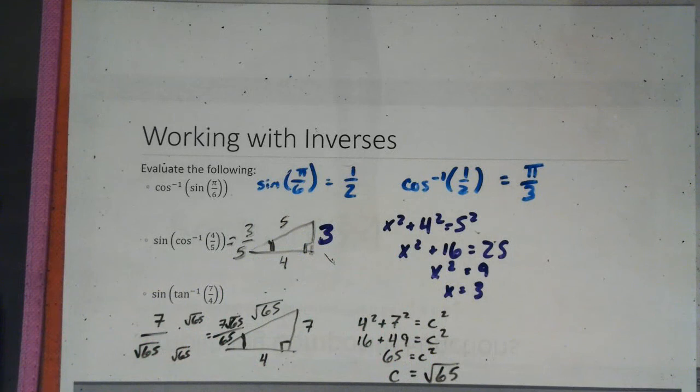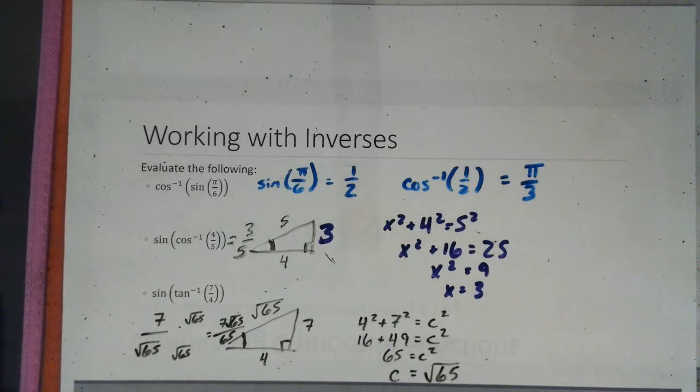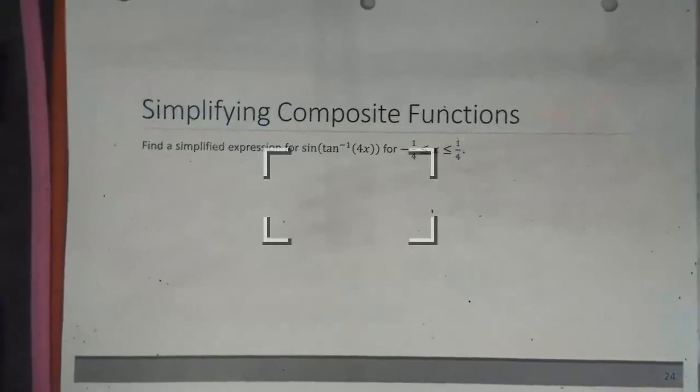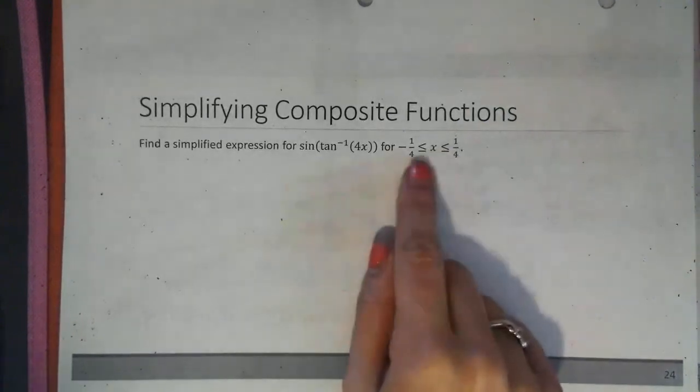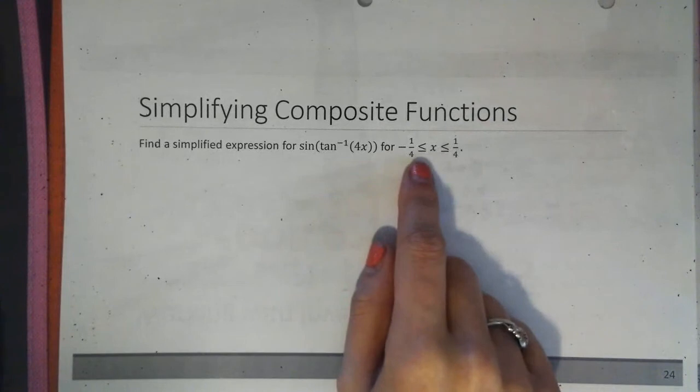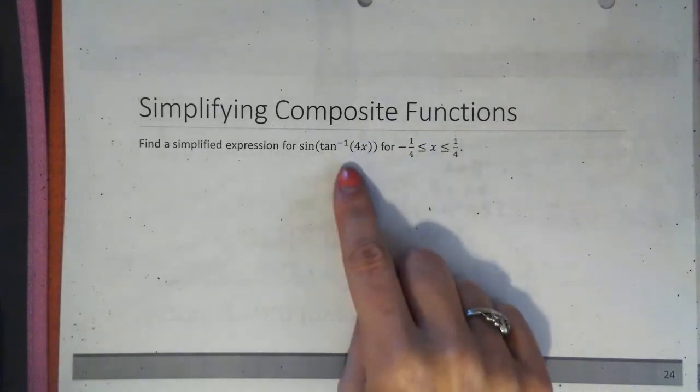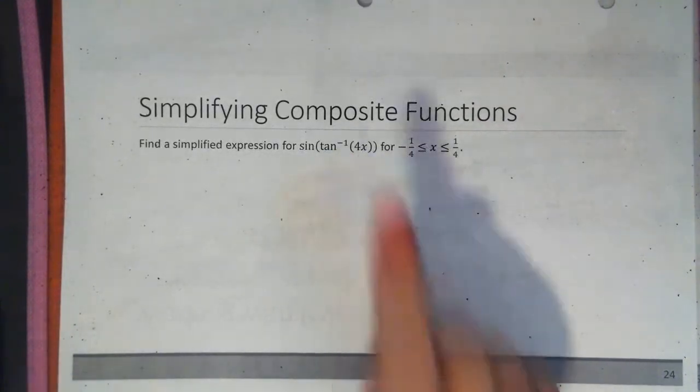We're going to run one more, very similar to this. It's just going to look a lot harder, but it's going to be the same idea. We're going to find a simplified expression for the sine of the inverse tangent of 4x, for x being restricted between -1/4 and +1/4. Don't worry about this part. It's just making sure that we stay in our domain. We want to simplify this guy.